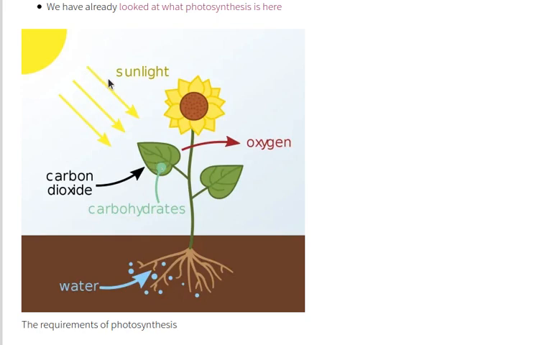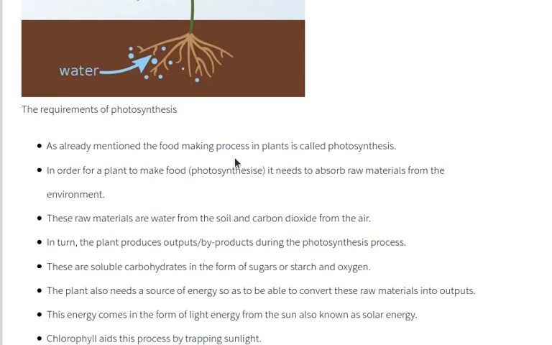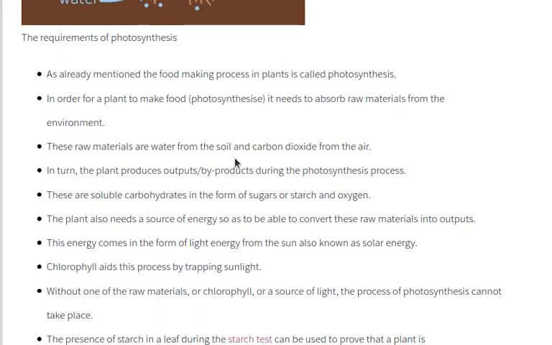The plants get sunlight energy using chlorophyll, which is the green pigment that absorbs sunlight, converts it into chemical energy, and then uses it to combine carbon dioxide and water to form carbohydrates and give off oxygen as a byproduct. So the requirements of photosynthesis are already mentioned. The food making process in plants is called photosynthesis.